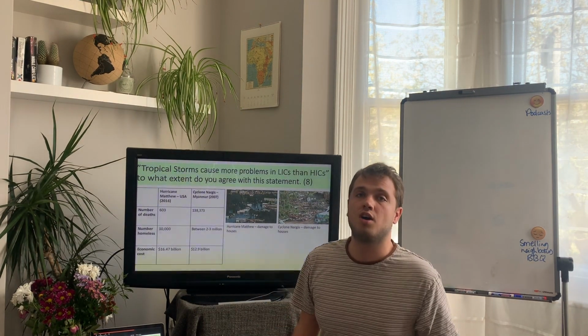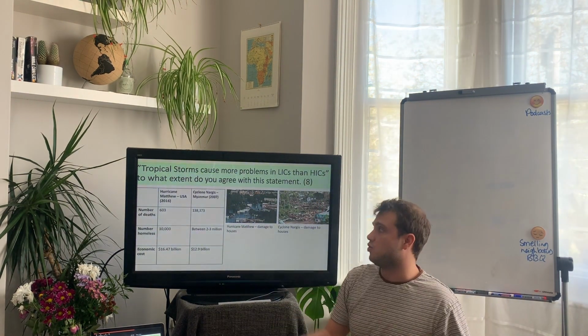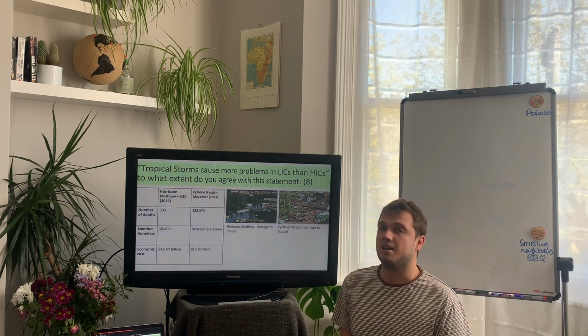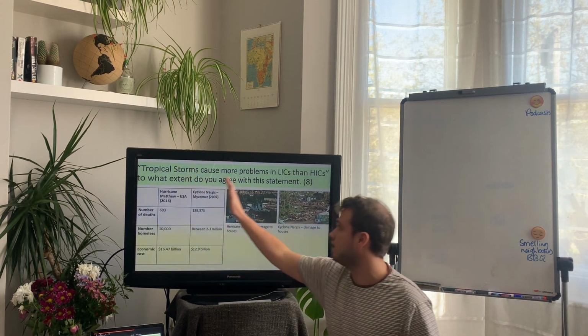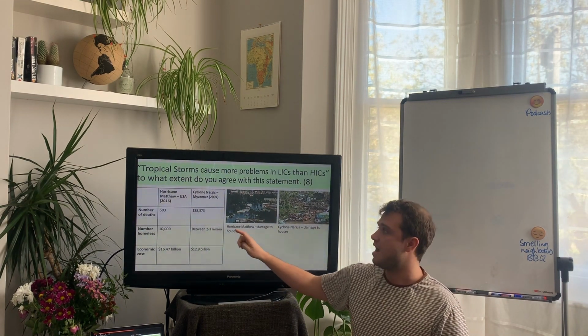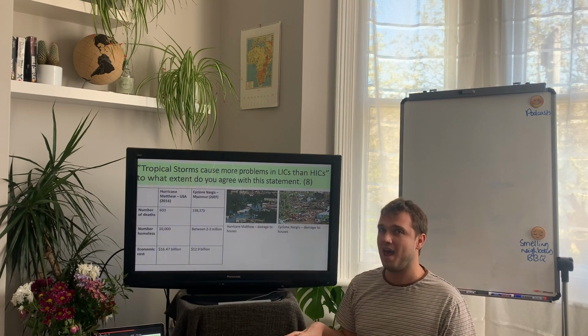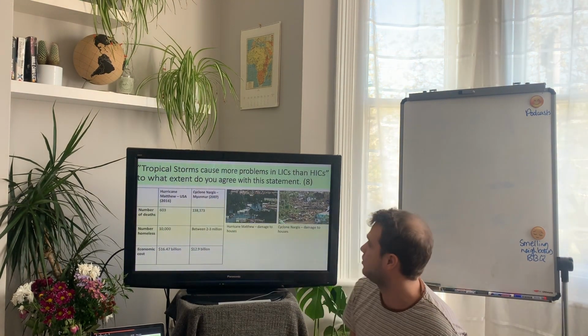But what we also have got are some resources. So we've got 2 different storms here, Hurricane Matthew that hit the USA and Cyclone Nargis that hit Myanmar. So obviously we've got our high income country, we've got our low income country. And then we've got number of deaths, number of homeless, economic costs. So you can start to compare these different tropical storms.